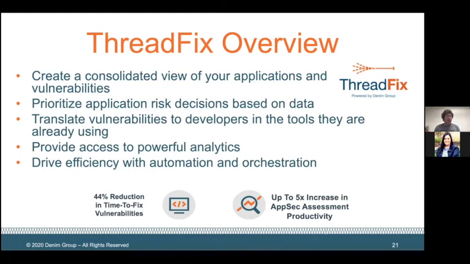So you're not asking questions like, here's what our static team did, here's what our dynamic team did, here's what our third-party pen test team did, right? All that data is in one central location. And the value here is that you drive efficiency with automation and orchestration.